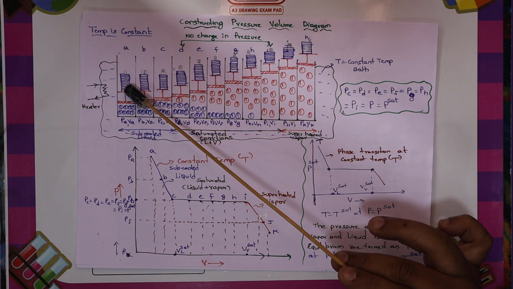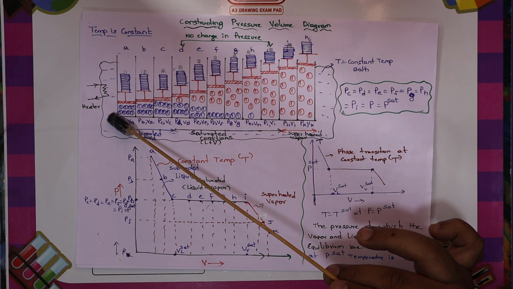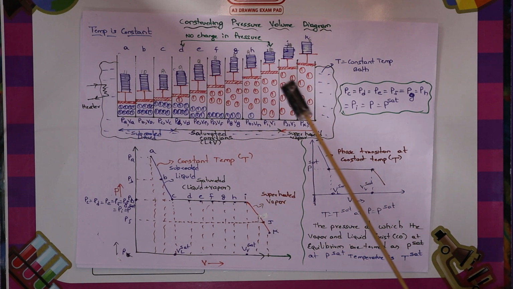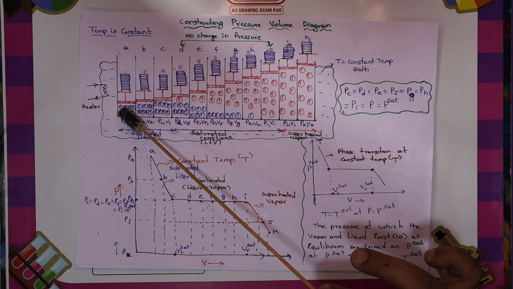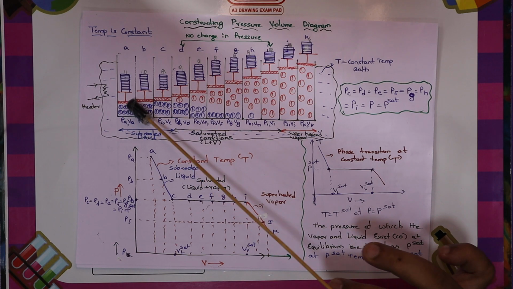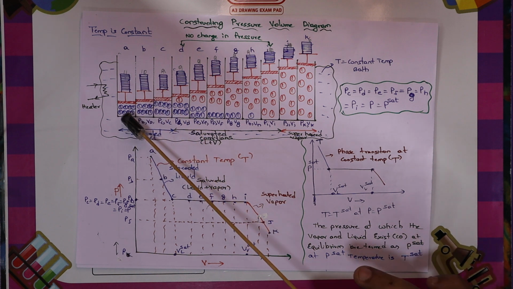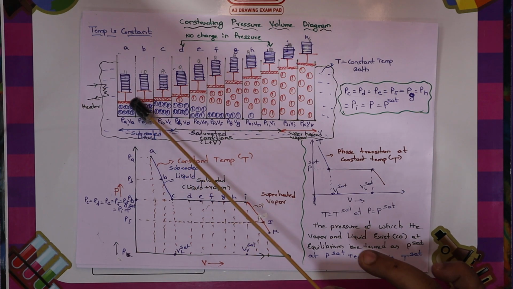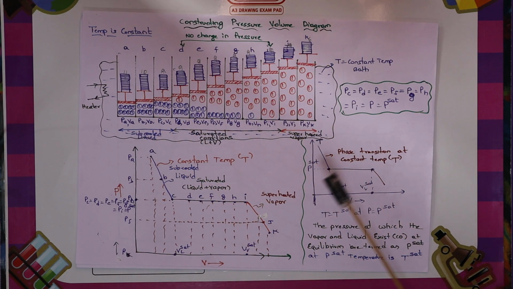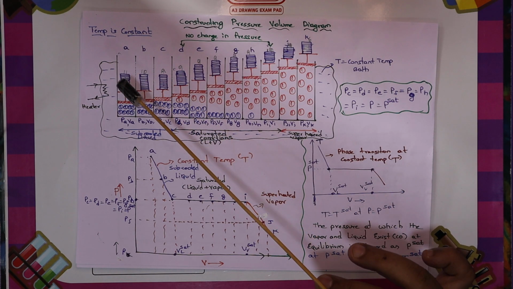That means I have kept a certain number of blocks on this particular liquid, which exert a certain pressure, and all the pistons and cylinders are at the same temperature. Now it is a liquid. Let us start with the liquid state. At this particular state A, the pressure is PA and the volume is VA. We have to plot this pressure and volume information on this particular graph to map what is happening in this change of states.